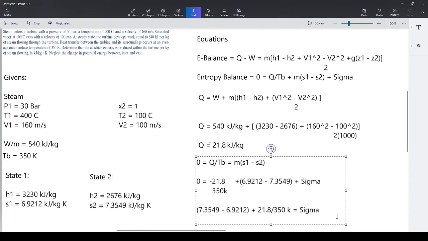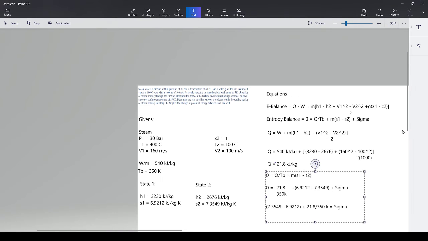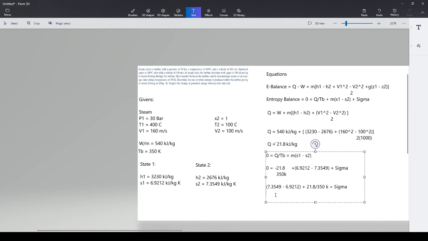And so, let me put our sigma answer here. Sorry, I didn't finish the question. Sigma is equal to 0.496, and this is kilojoules per kilogram K. So that is how that answer ended up working out.